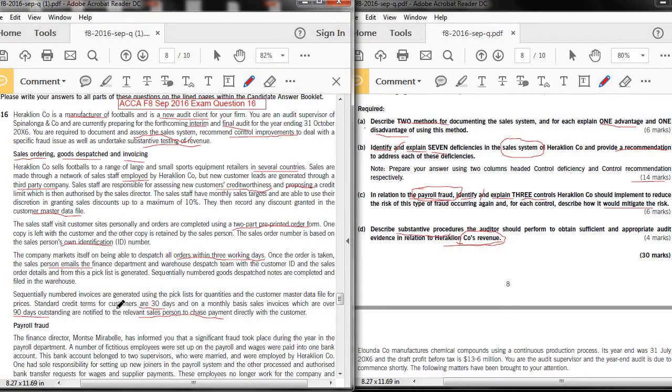And one more thing you have noticed, the standard terms are 30 days and the salesperson is notified after 90 days. This is also going to be a deficiency.